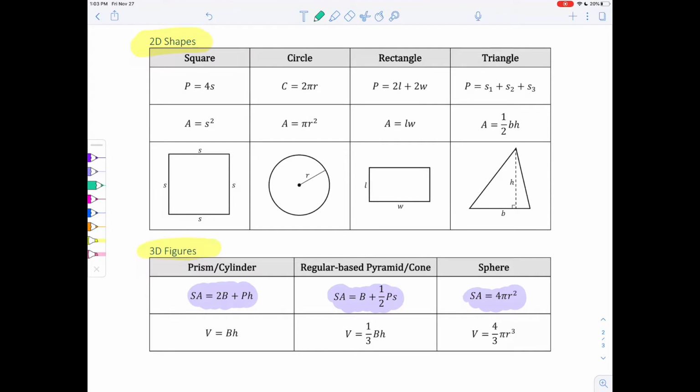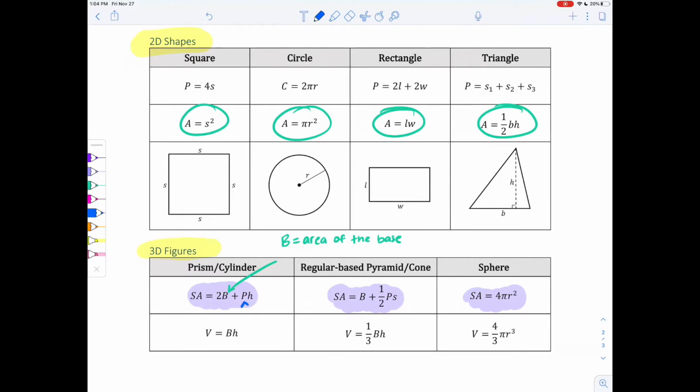And what this formula says is 2 times B. B represents the area of the base, right? So depending on what shape you have as the base, the area will be different. And those areas are based on those 2D shapes or a combination of those 2D shapes as before. So we have the 2B, two bases for a prism. That kind of makes sense.